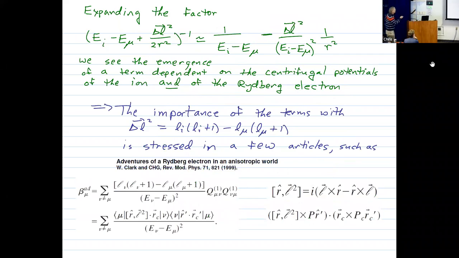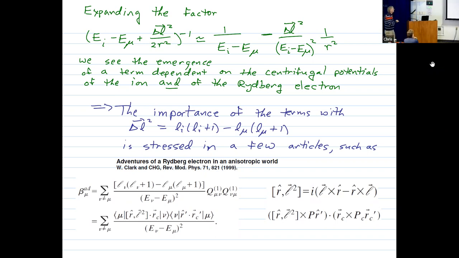So, if we expand that denominator in a binomial expansion, of course, the first term will be this ordinary energy denominator, but then there is a correction term. Order 1 over r squared, it now involves the energy denominator squared and this difference of the L(L+1) in channels i and mu. Channel mu here is the channel you want to find the interaction in, and i is part of that infinite sum over all states. So this is delta L squared.